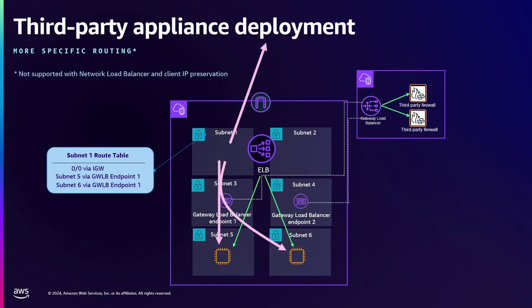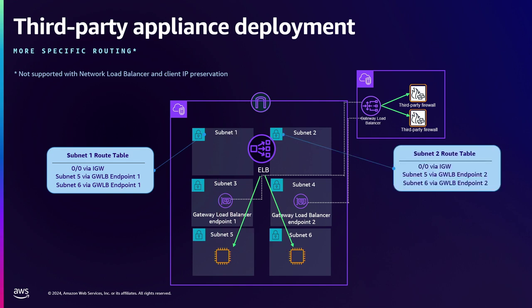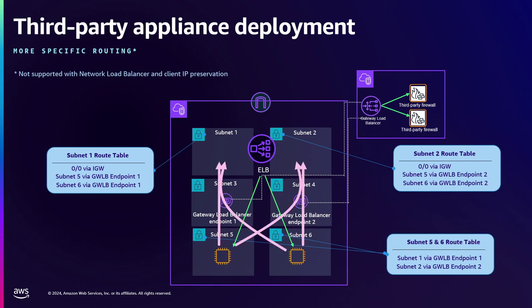So in subnet 1, we need a route up to the internet, which is normal. But we also need a route back to the EC2 instances in subnet 5 and subnet 6. And we want to force that traffic to go through our gateway load balancer layer, so effectively a firewalling layer. And we would have to do the same thing for subnet 2 and decide which gateway load balancer endpoint we want to use for which AZ. And then finally, we want to make sure that the return traffic is using the same gateway load balancer endpoint.